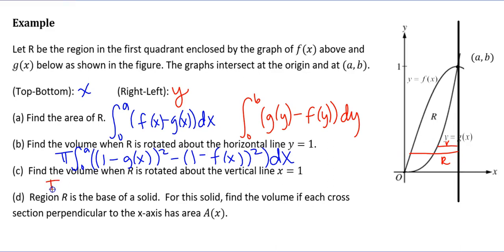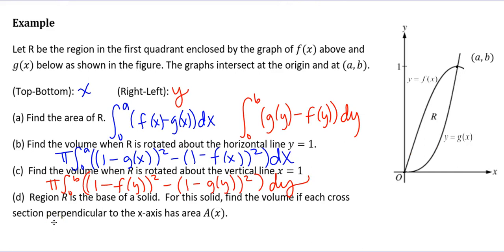So this will be in terms of y, so pi integral from y equals 0 to y equals b, and then going right minus left, you've got 1 minus f of y, squared, minus, and then we need to take little r and square it, so 1 minus g of y, squared, and that whole thing dy.